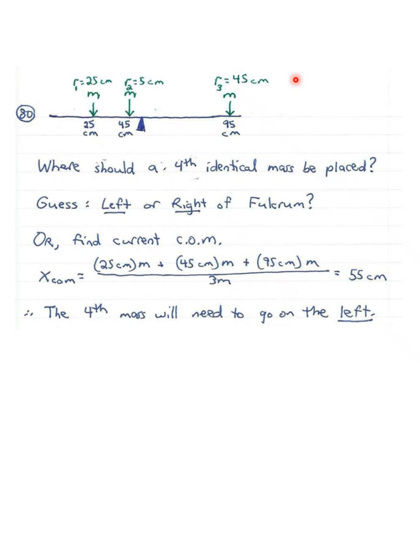So if we take the center of mass of those three masses, the position times mass, remember, so 25 centimeters times m plus 45 centimeters times m plus 95 centimeters times m divided by 3m, we find that the current center of mass of those three masses is at 55, meaning it's right where my marker is. So if we want to add a fourth mass and we want their total center of mass to be over the fulcrum, we're going to need something that's more to the left. So the fourth mass will need to go somewhere on the left. All right, so now let's go to the next page.